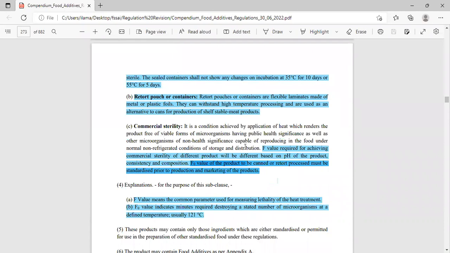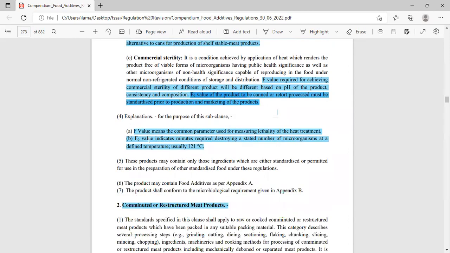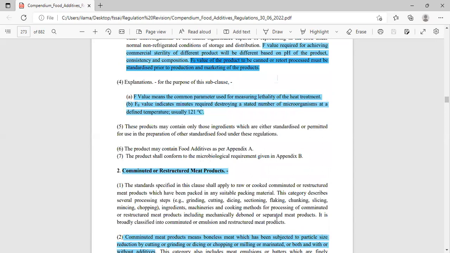Here the commercial sterility, F value required for achieving commercial sterility for different products will differ based upon the pH of the product, consistency, and then composition. F naught value is the value we are using for canning and then retort processing, and must be standardized prior to the production. And F value means the parameter which is used for measuring lethality of the heat treatment. F naught value is the value which we usually measure at a temperature of 121 degrees Celsius.